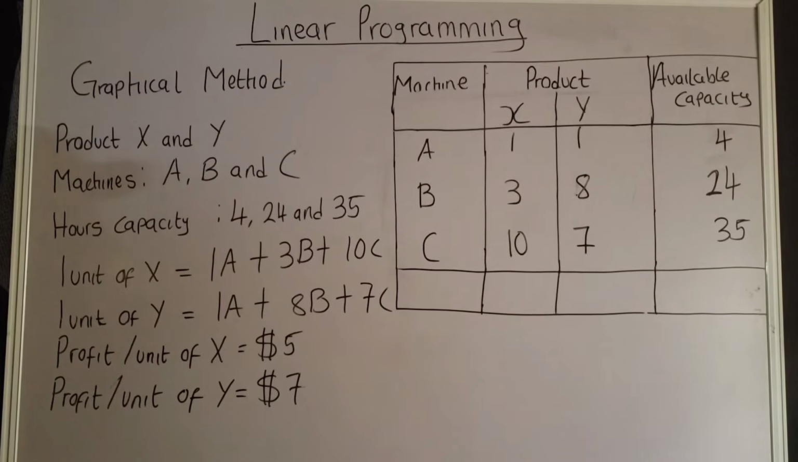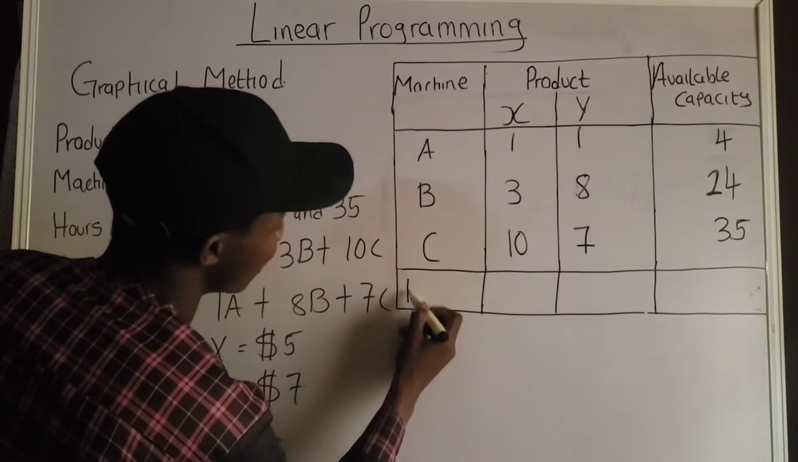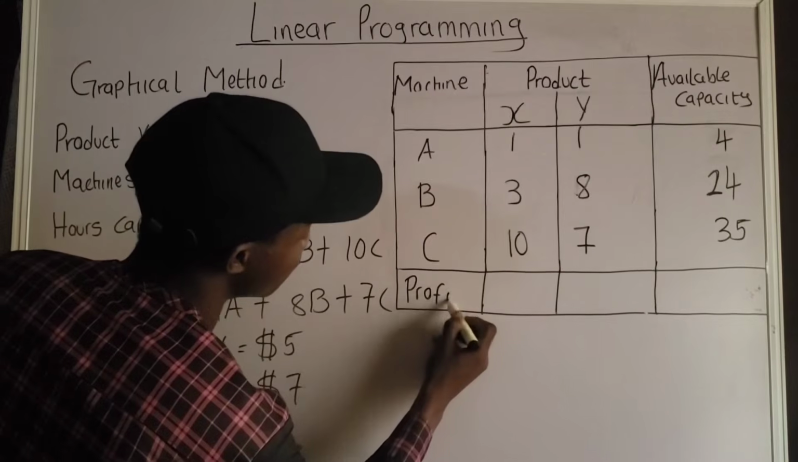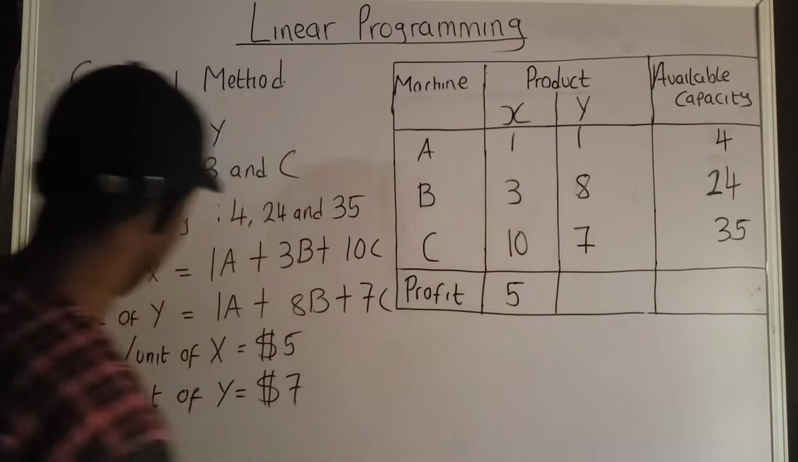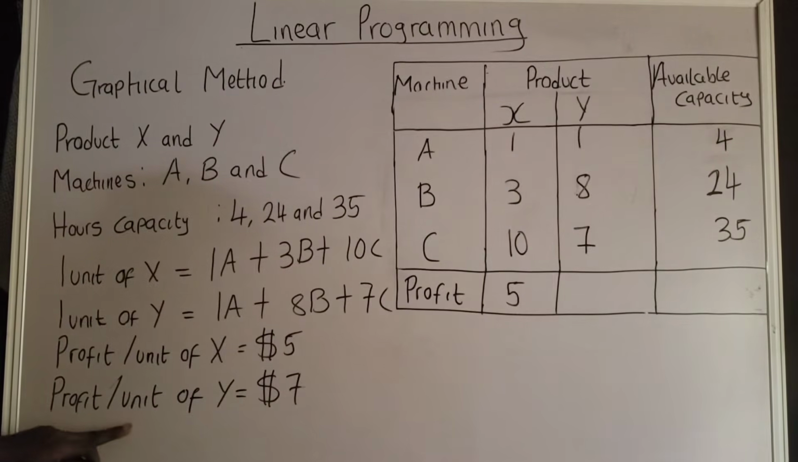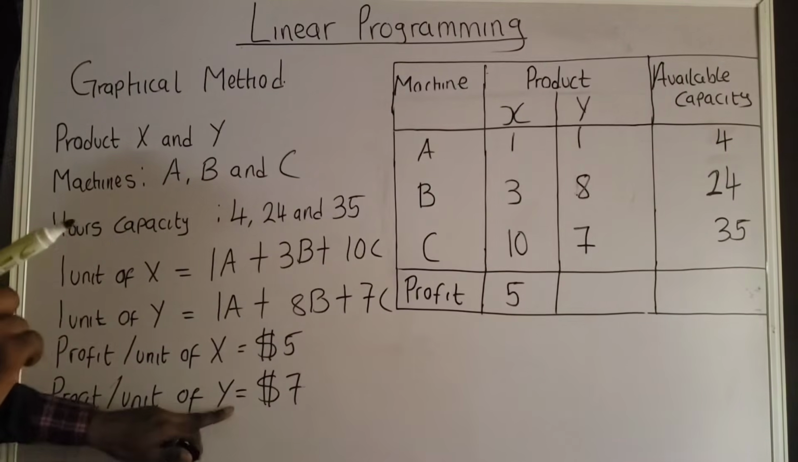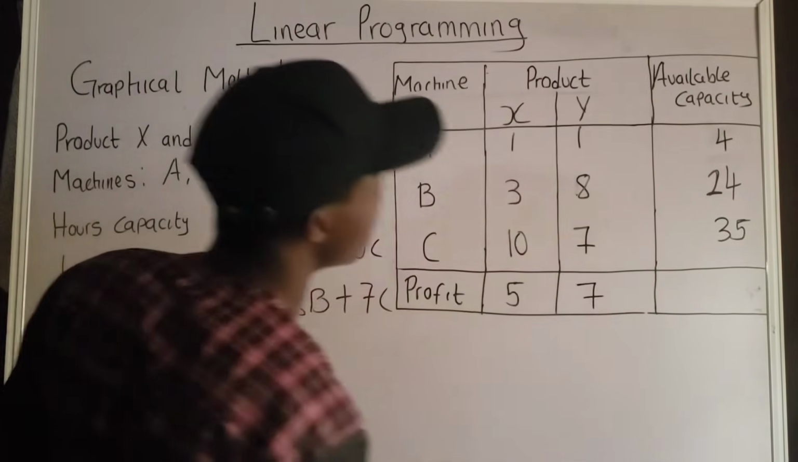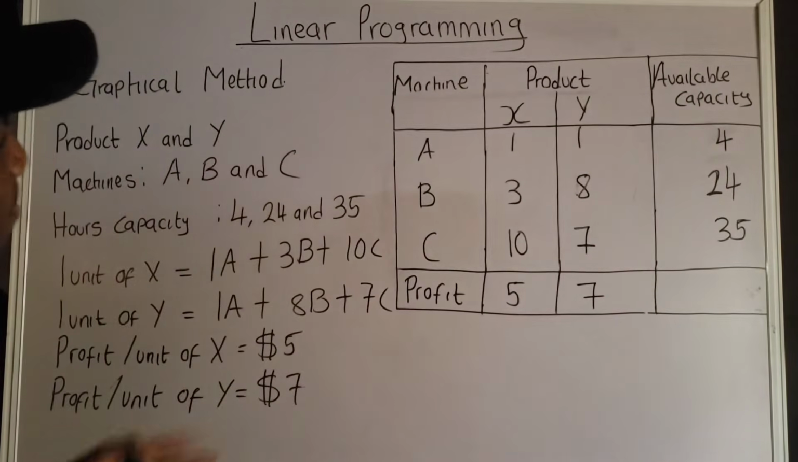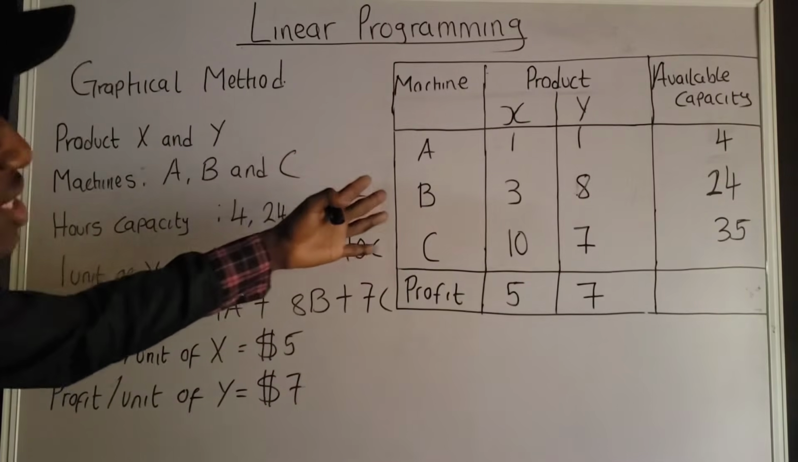The profit that the company realized by selling 1 unit of X is what? $5. So let me have another parameter in this place, which is profit. So for X it is $5. And the profit that the company realized by selling 1 unit of Y is $7. So I'm going to have 7 in this place. Okay. Now you can see that we have completed this table.